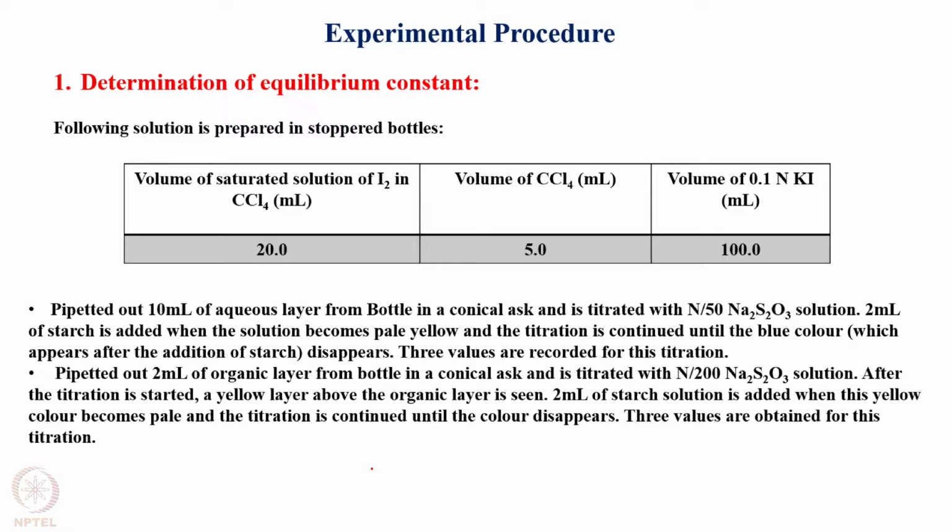The second experiment that we carried out was preparing a stoppered bottle containing 20 ml of saturated solution of iodine in CCl4, 5 ml of CCl4 and 100 ml of KI. This is carried out in order to determine the equilibrium constant of the reaction of KI with iodine in order to give KI3.